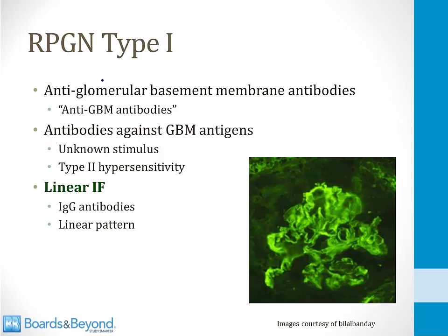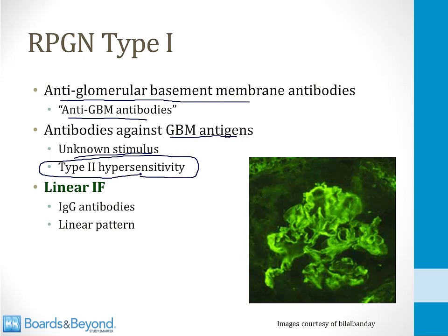This form of RPGN is the result of anti-glomerular basement membrane antibodies, or anti-GBM antibodies. This is an autoimmune process where antibodies are produced against basement membrane antigens due to an unknown stimulus. There's an important tie-in with immunology here. Because this process involves antibodies against tissue antigens, this is an example of a type 2 hypersensitivity reaction. When you perform immunofluorescence staining in this type of RPGN, you see a linear pattern, not the granular pattern we described before for immune complexes.